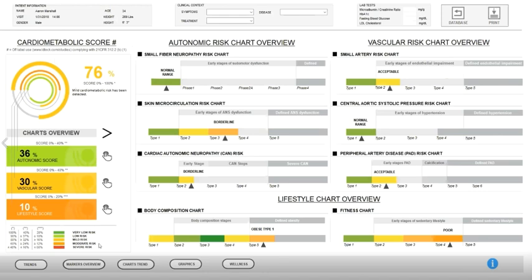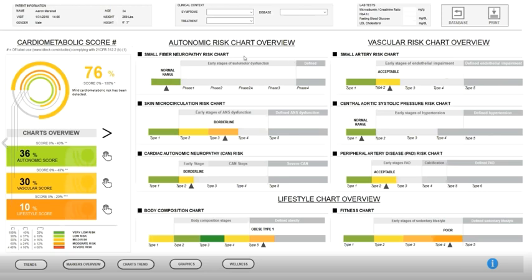And of course, what we have is risk markers. So it goes from low risk to severe risk, and it's a color code. So the practice definitely needs to have a color printer to provide accurate guidance. And then we have the Autonomic score, okay, which represents 40% of this overall score. We have the vascular score, which represents another 40%, and then we have the lifestyle.